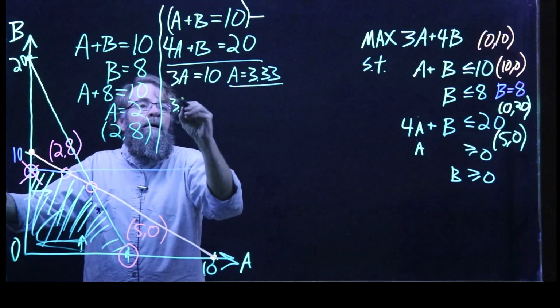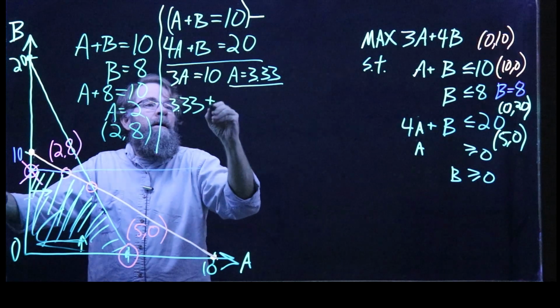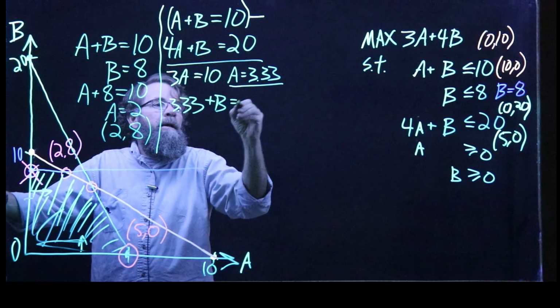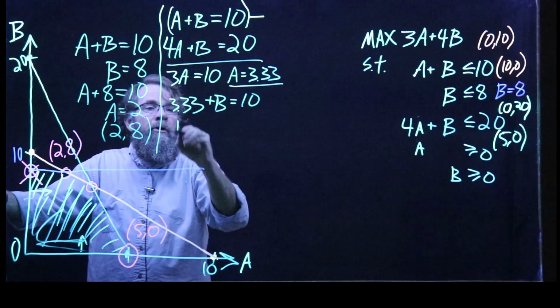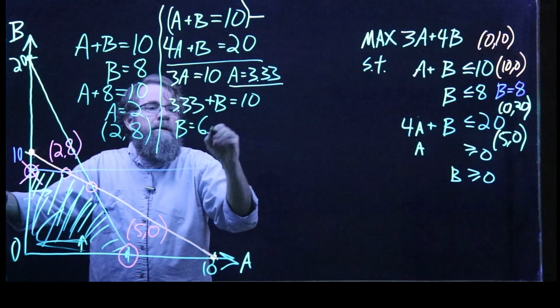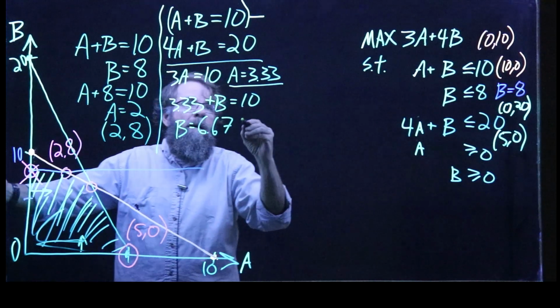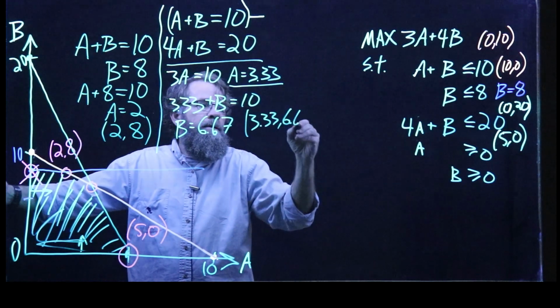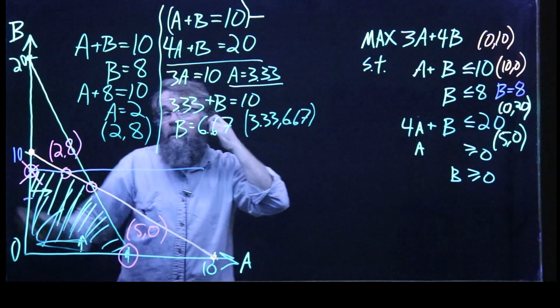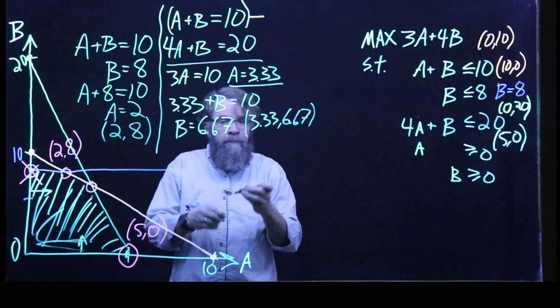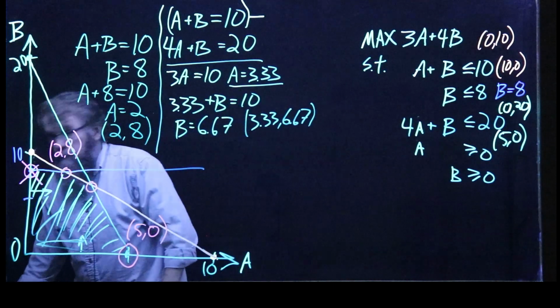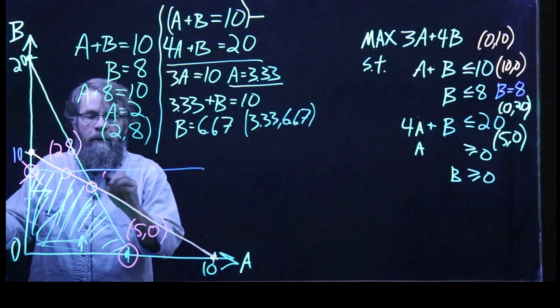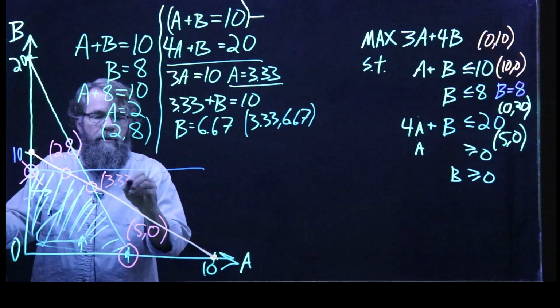So I have 3.33 plus b equals 10, so obviously b equals 6.67. And this point is 3.33 comma 6.67. So that goes right there. And so this was 3.33, 6.67.